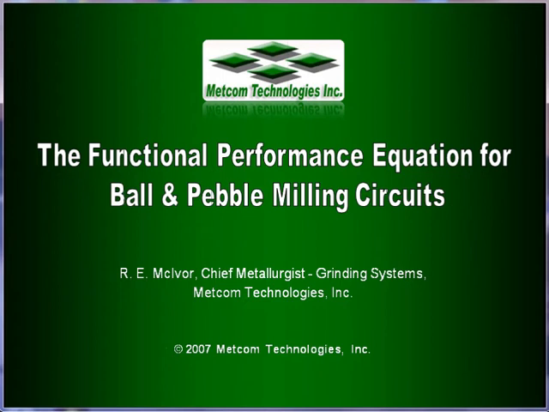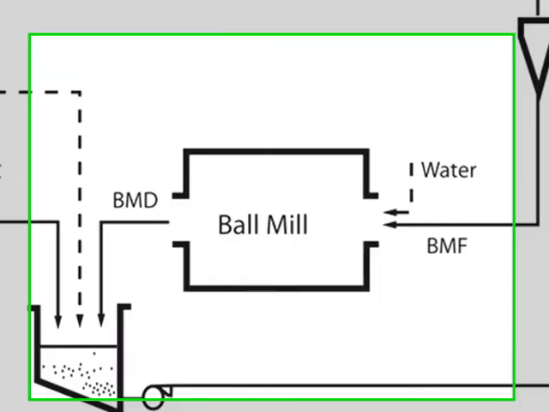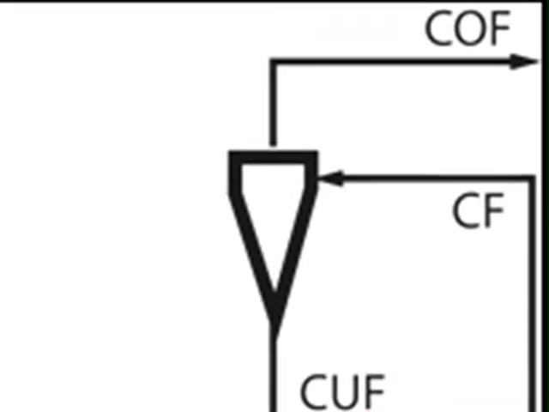The functional performance equation is a new powerful tool for understanding, measuring, and improving the performance of ball milling circuits. The ball milling circuit consists of the ball mill, the pump, and the hydrocyclones.